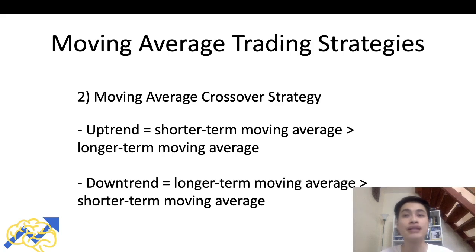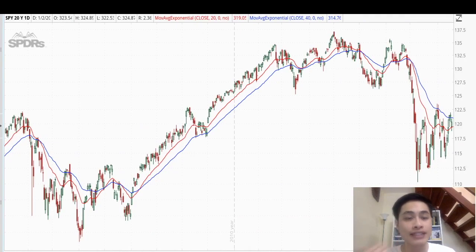So let's take a look at some examples and see how we can use these strategies on our price charts. This is an example of the SPDR, which is the US ETF, the SPY. In this example, the red line, or the red moving average, is the 20 moving average and the blue line is the 40 moving average. Can you see that when prices start to decline, the red line, which is the 20 moving average, starts to cross below the blue line, which is the 40 moving average?